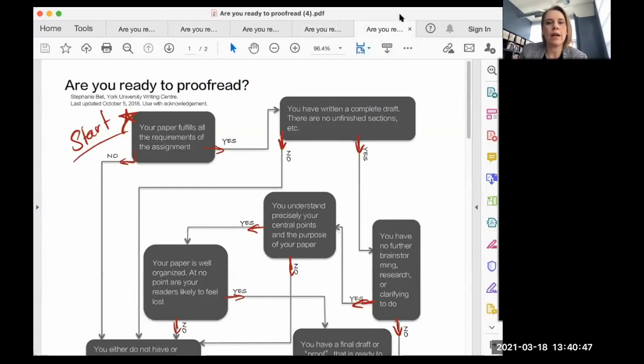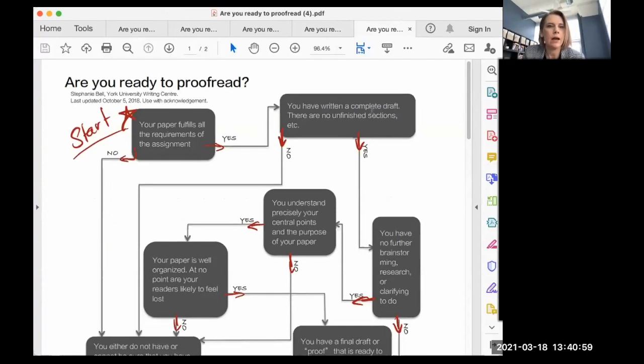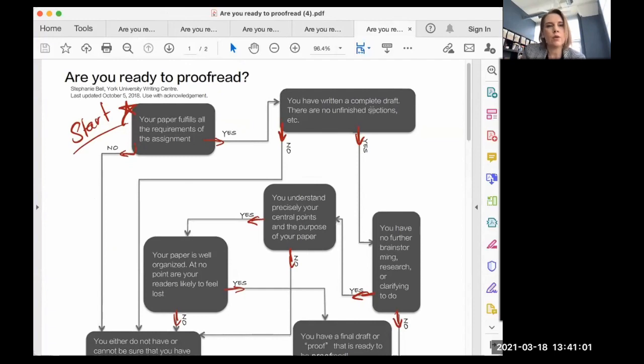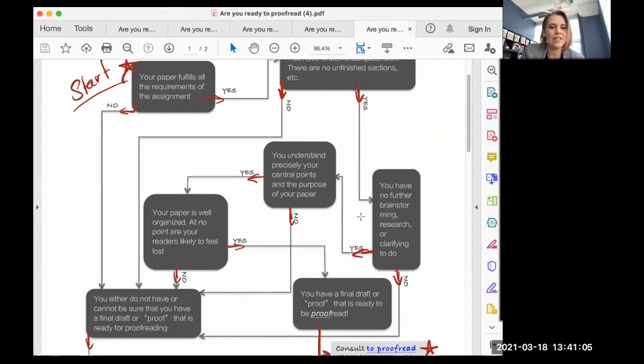So this is one of the handouts that I've provided. There's a link at the bottom of the first slide of the workshop slideshow, and this is one of the handouts you can access via that link. So essentially, in order to figure out if you're ready to proofread, you can go through this little map.